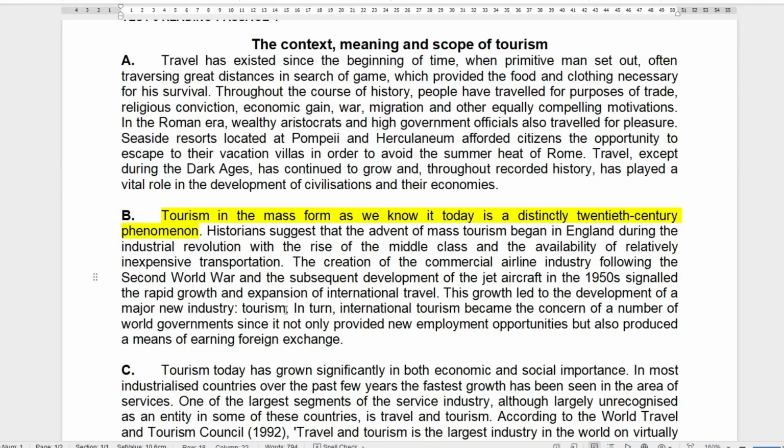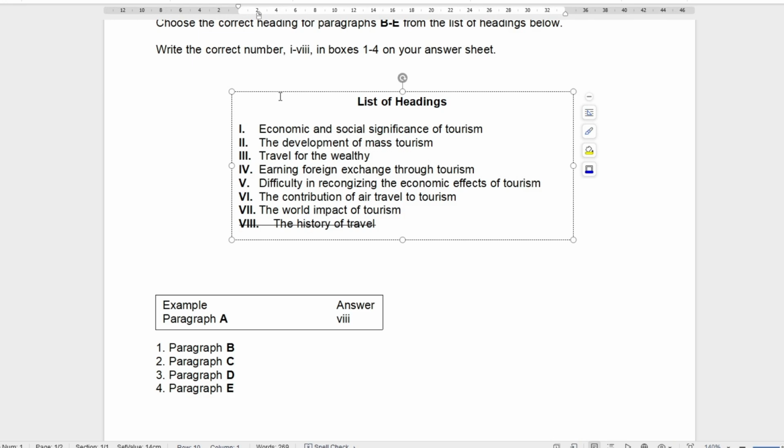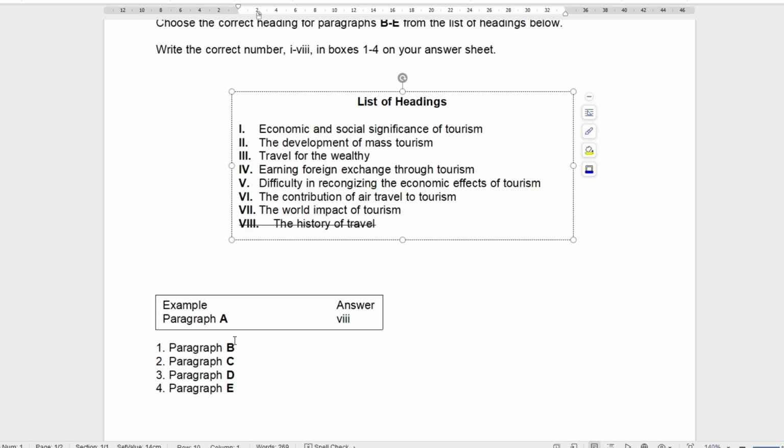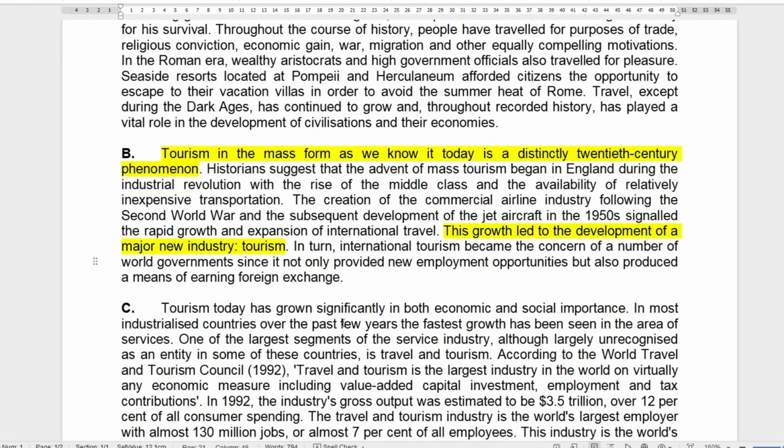So okay, this growth they're referring to is exactly this explanation over here. In turn, international tourism became the concern of a number of world governments, since it not only provided new employment opportunities but also produced a means of earning foreign exchange. As far as I know, the history of travel is mentioned for paragraph A, but paragraph B is really saying what tourism overall brought.